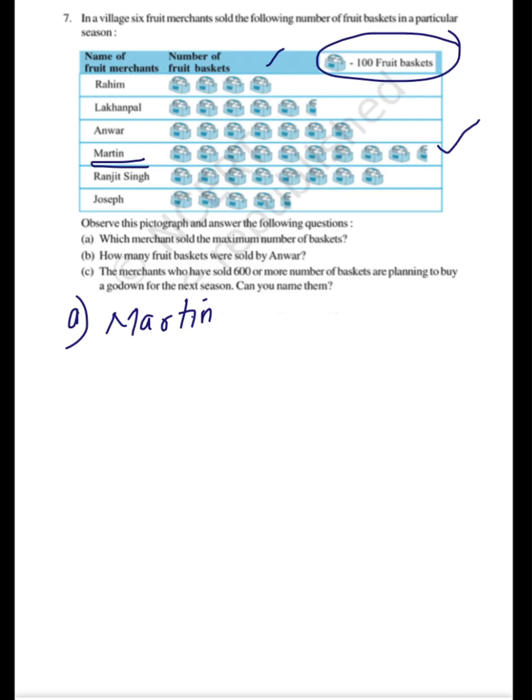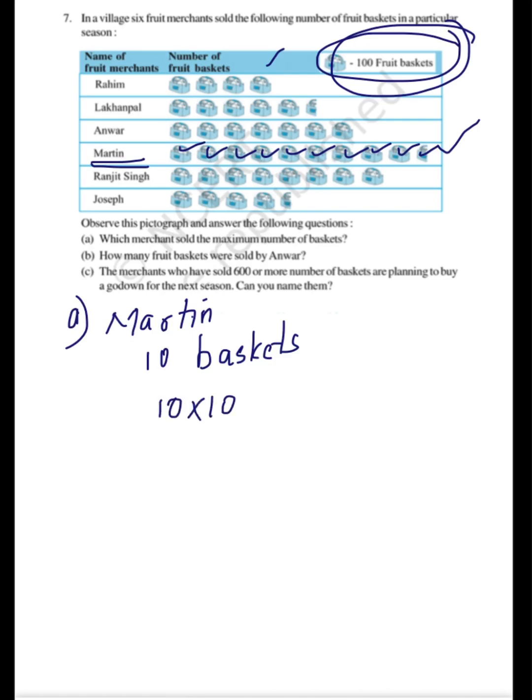Okay, how many baskets are sold by Martin? You can count it. 1, 2, 3, 4, 5, 6, 7, 8, 9, 10. 10 baskets are represented here. But in the question, it's given that each basket represents 100 baskets. That means 10 into 100 will be equal to 1000. So 1000 baskets are sold by Martin, which is the maximum number of baskets. So the first question's answer is Martin.